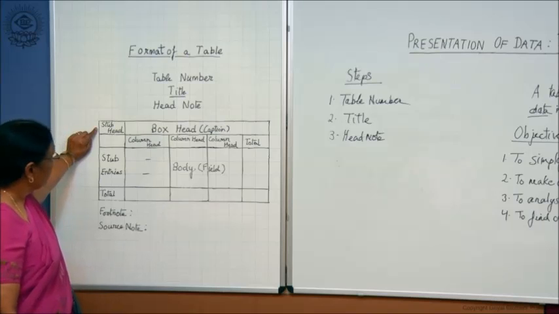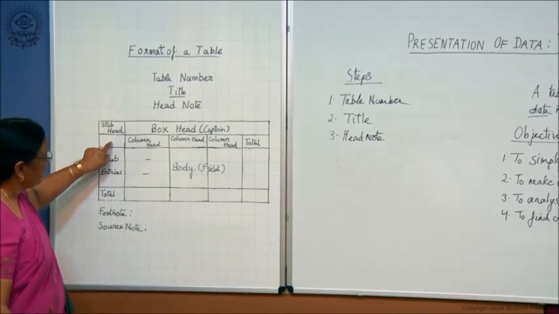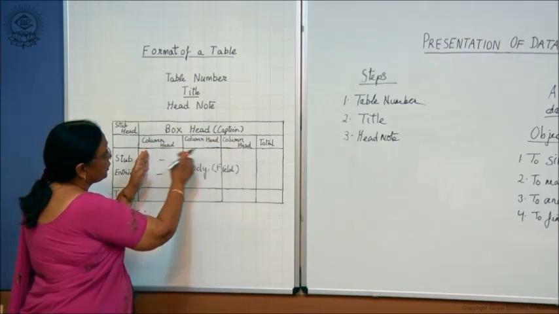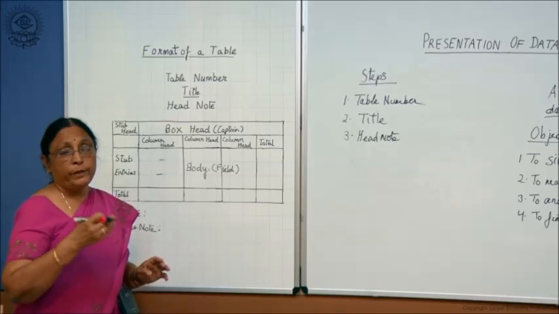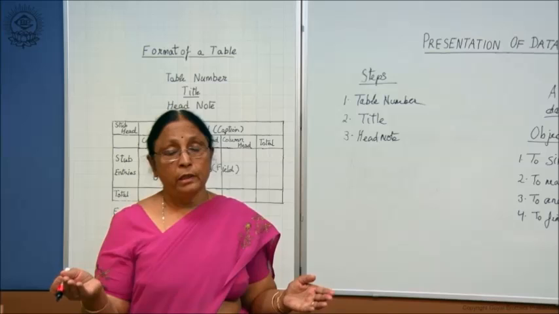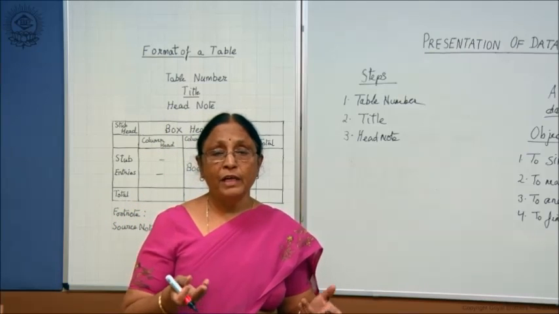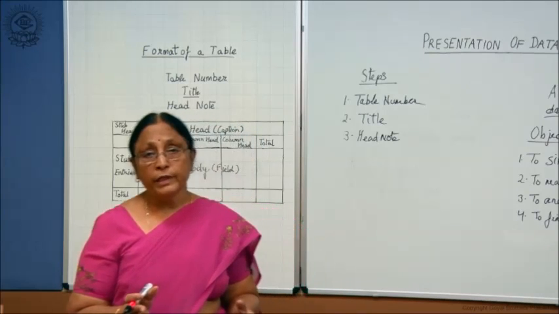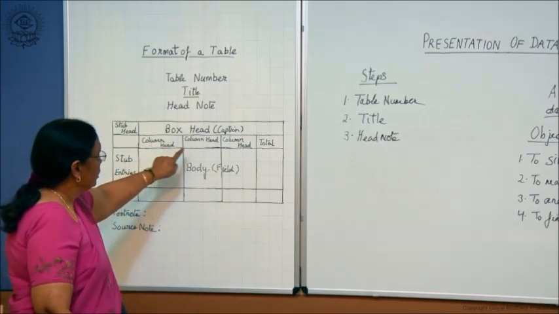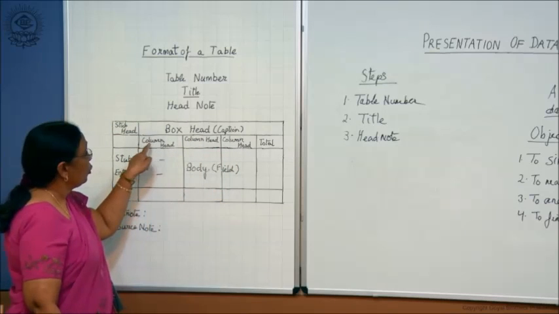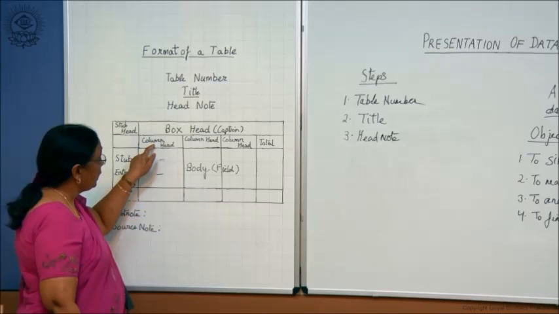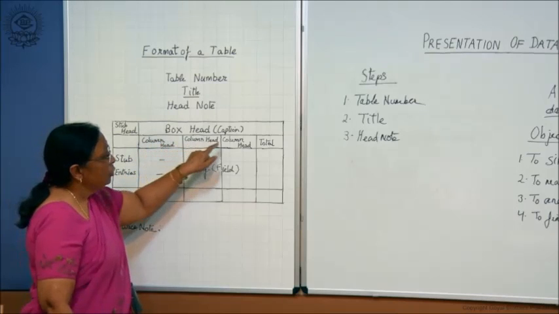Now the stub head is this side, and then the stub entries. The stub head gives you the headings of all this. Now you see that this box has been divided into 3. It may be into 5, it may be into 6, but a reasonable number should be there. It may be a maximum of 10, not more than that, because otherwise the data will be very complicated. Each division here gives you the column head. This is the column, as I told you, a vertical arrangement of data, and each heading of a vertical arrangement is known as a column heading.